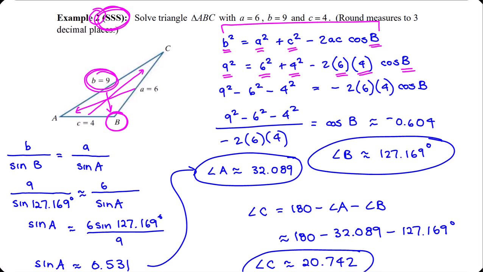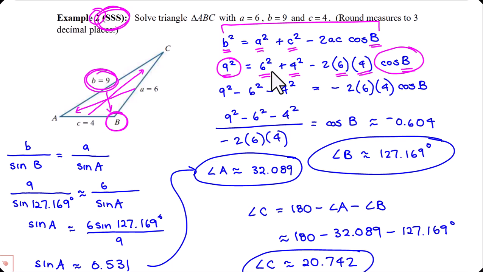Now, there's a mistake that students tend to make. What they do is they just isolate cosine of B. What they'll do is they'll do this whole calculation and then divide that into 81. But that is wrong, wrong, wrong.